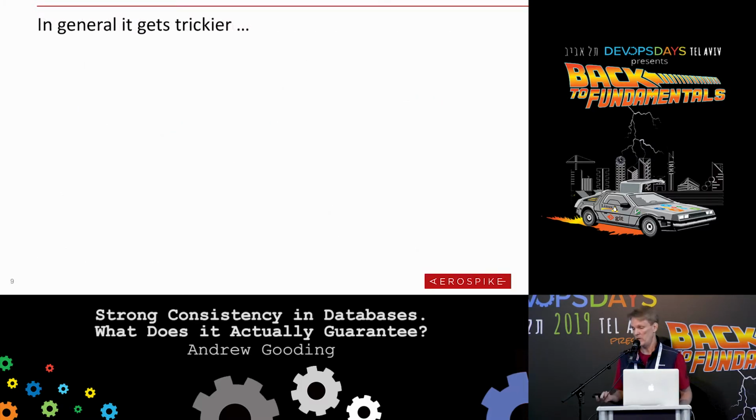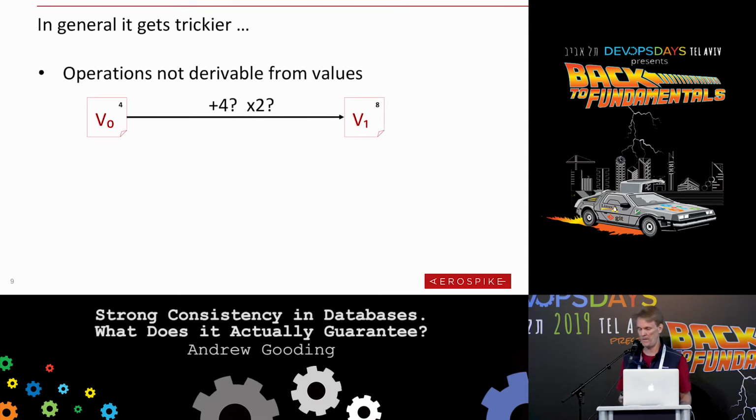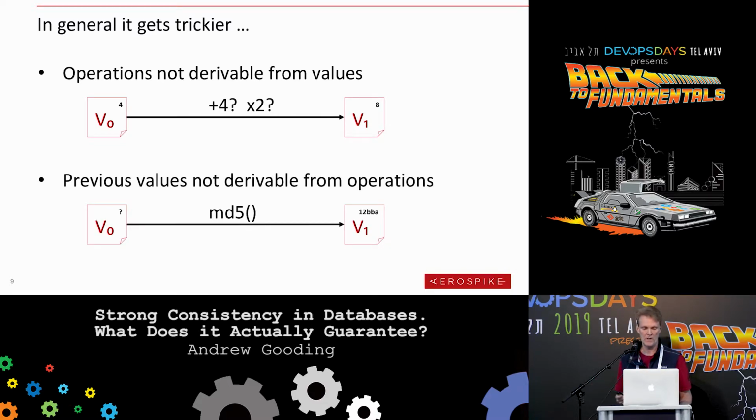So in general, that was actually a pretty simple use case by most people's standards. It gets trickier. Operations might not be derivable from values, so you might have 4 going to 8, and if you're just doing arithmetic, cool, that was a +4, but if it could have been more operations, other things can get you from 4 to 8 too.